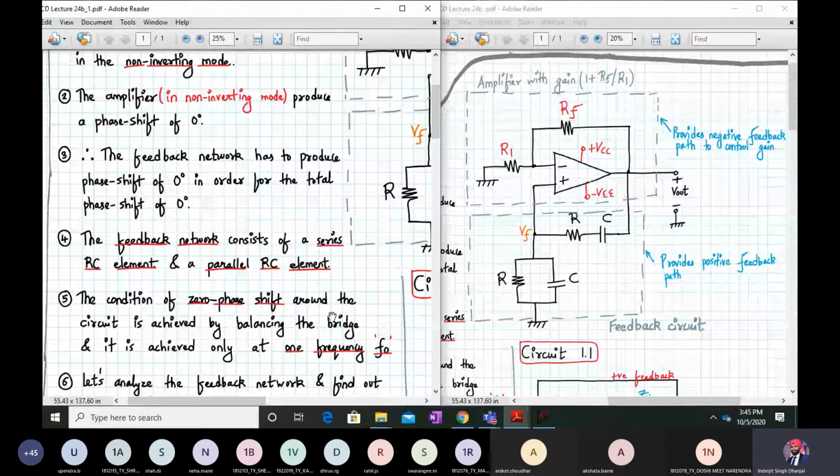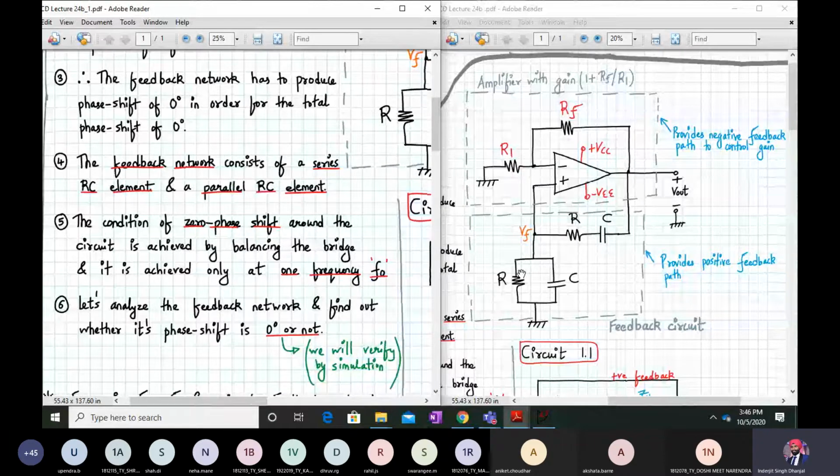I've already described in point number 4 that the feedback network consists of a series RC element and a parallel RC element. The condition of zero phase shift around this loop is achieved by balancing the bridge. Balancing the bridge means this is my bridge, the RC element in series and the RC element in parallel. This zero phase shift condition is achieved only at one unique frequency, F0, which is the frequency of oscillations. We will prove this point in some time.